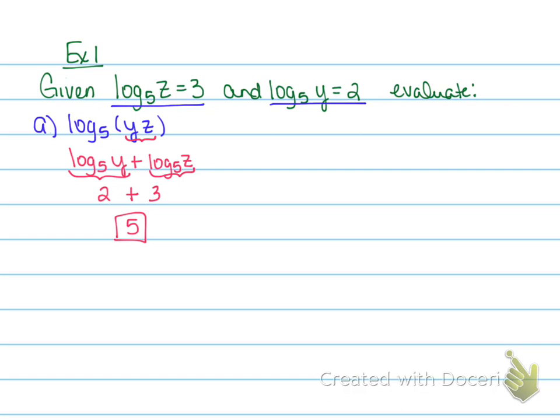All right, B. B wants us to find log base 5 of 125y to the 7th. So the first thing we notice is that this is 125 times y to the 7th. So we're going to separate them, and because they're being multiplied, we separate them by adding. So log base 5 of 125 plus log base 5 of y to the 7th, sorry.